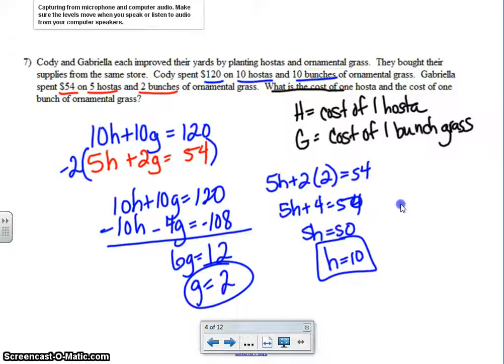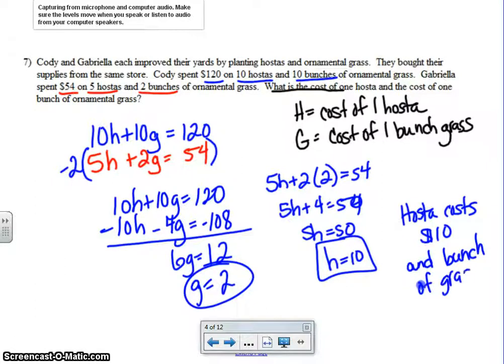So somewhere in your answer, if I asked you to solve the system fully, you're going to say a hosta costs $10 and a bunch of grass costs $2.